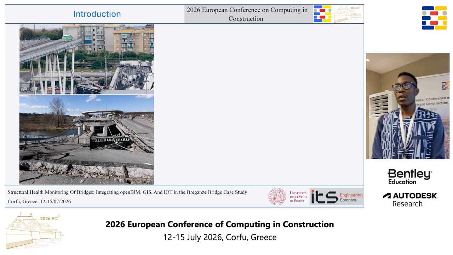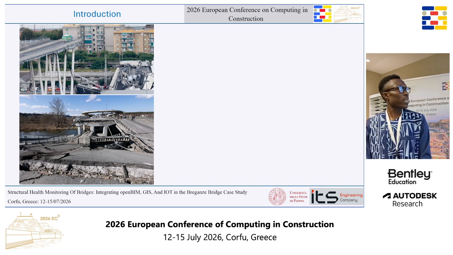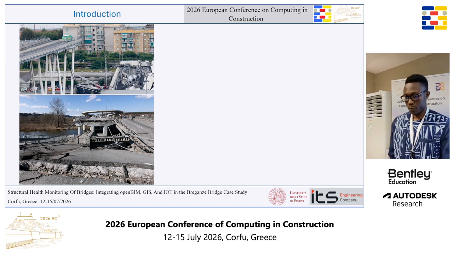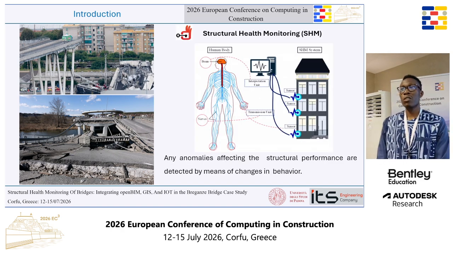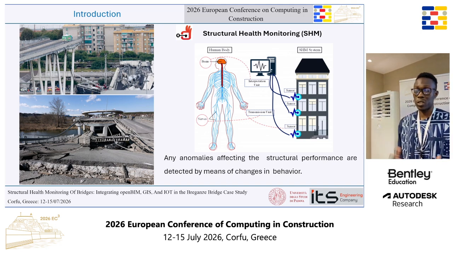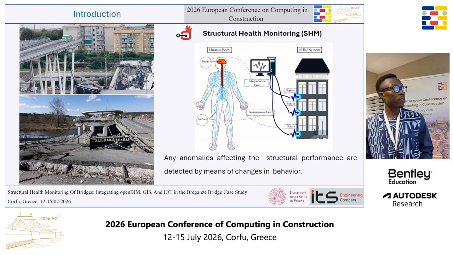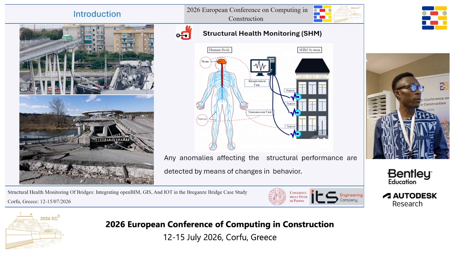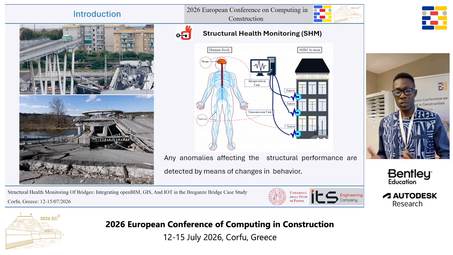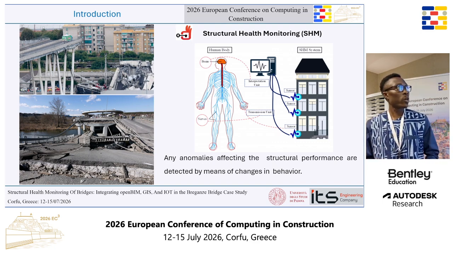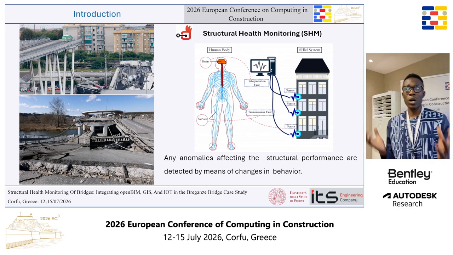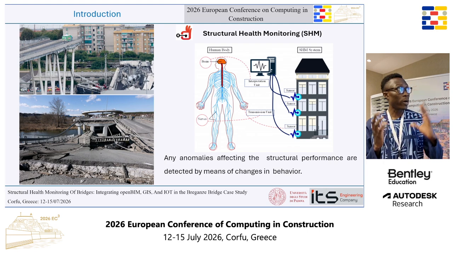Bridges are critical infrastructure. It sometimes happens that they collapse, causing death and economic loss. Therefore, structural health monitoring is used to track and measure the response of the structure in several fields. Any anomaly affecting the structural performance can be detected. The structural health monitoring system uses sensors placed at different locations of the structure, and the overall workflow is analogous to the human brain system.